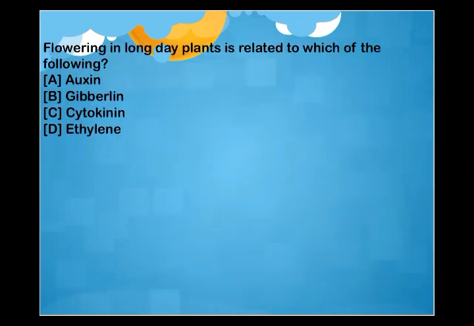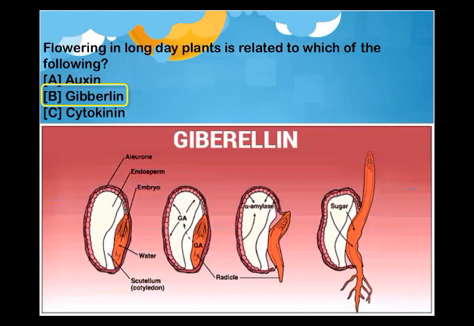Flowering in long day plants is related to which of the following? Auxins, gibberellin, cytokinin, ethylene. Exactly. Gibberellin contributes very much to flowering, especially in plants in tropical countries. They get external stimuli from the environment, and based upon that, they prolong the flowering duration, especially in tropical plant species.